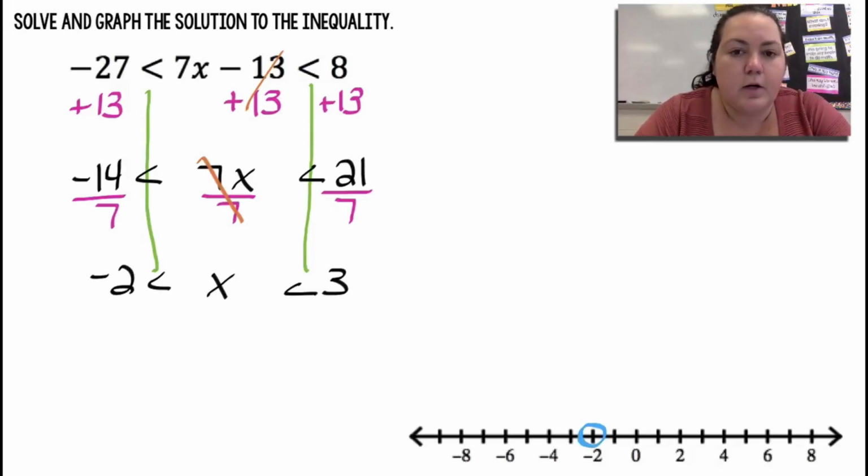So at -2, I'm going to put an open circle. And at 3, I'm going to put an open circle. And I'm going to be shading in between.